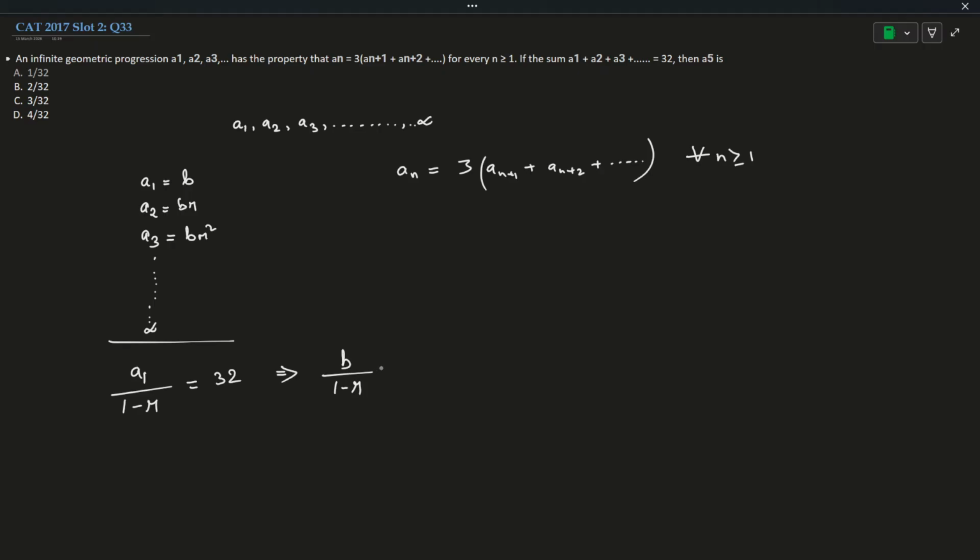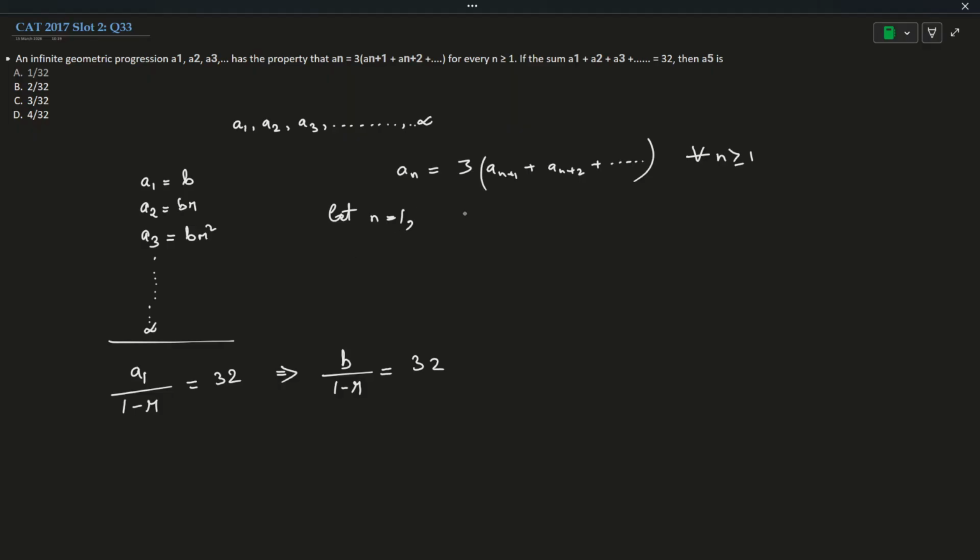1 minus r is equal to 32. Okay, this is an equation in two variables, b and r. Let's see if we can find another equation, then we can find the value of a5. Okay, a_n, right? Let's say let n equal to 1.